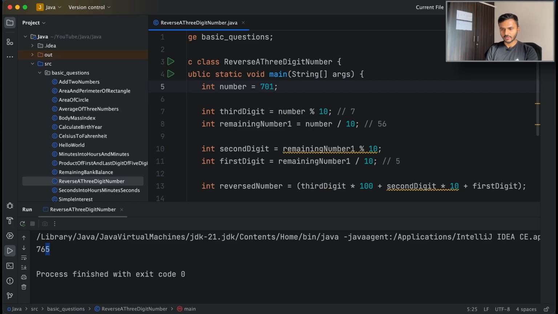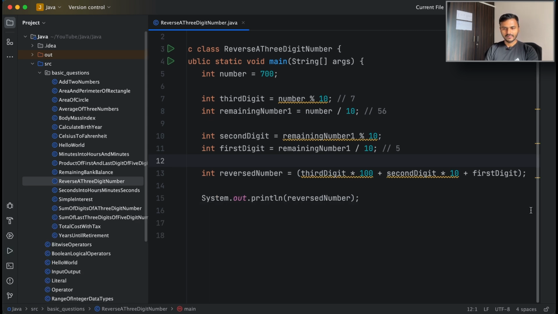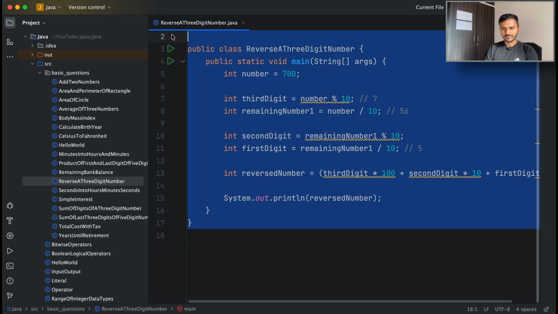If we try this out with, let's say, 701, for example, we're going to get 107. What if we try this with 700? What are we going to get? Well, we are going to get just 7. I mean, ideally, it should be 007. Just 7 is also fine because we are going for integer arithmetic. And if we multiply something with 0, that becomes 0, right? Anyway, this is how we can reverse a 3-digit number.